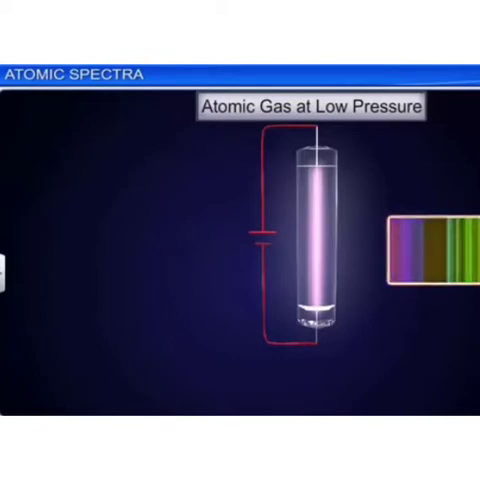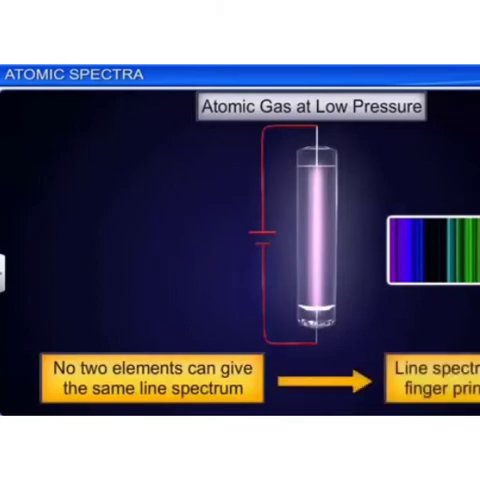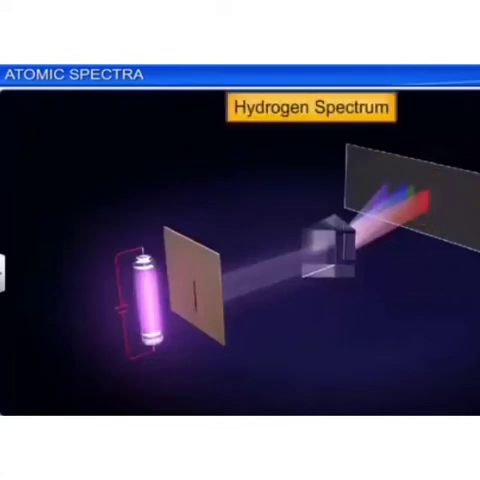The line spectrum is characteristic of the element emitting it. This means that no two elements can give the same line spectrum. Hence, it is also called the fingerprint spectrum. An emission line spectrum consists of bright lines on a dark background. Now let us again look at the hydrogen spectrum, which was discussed earlier.